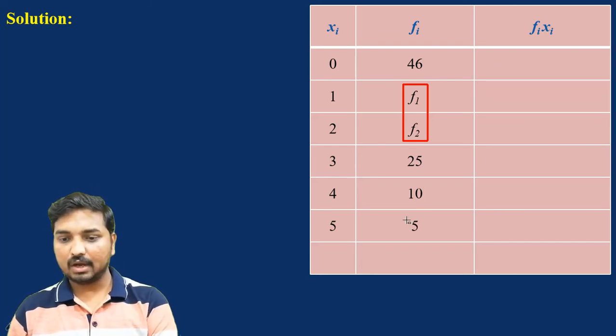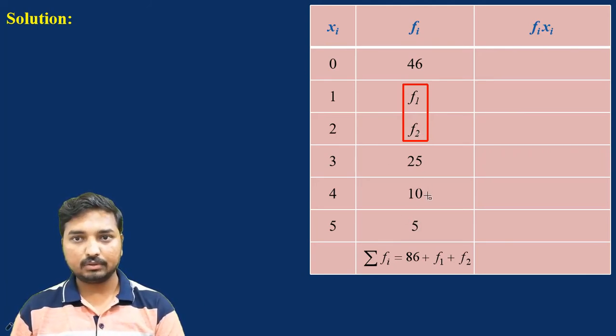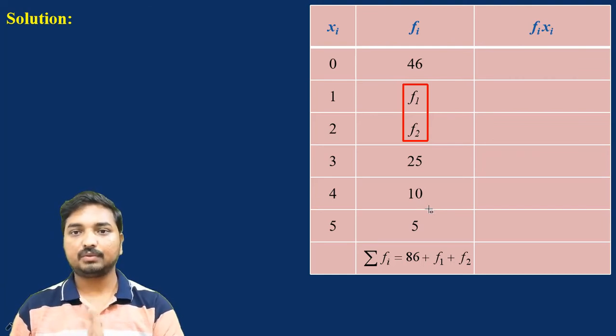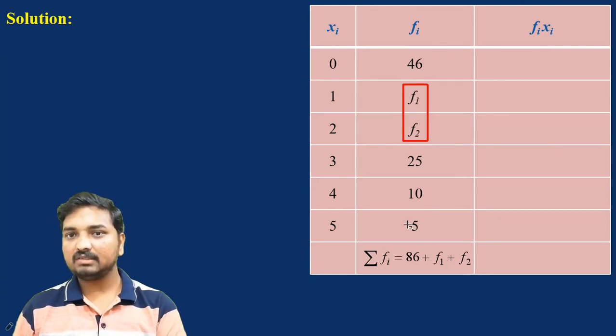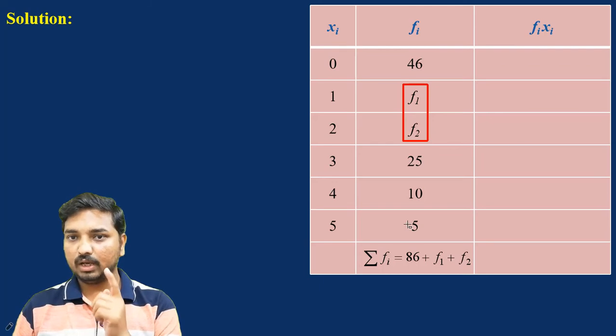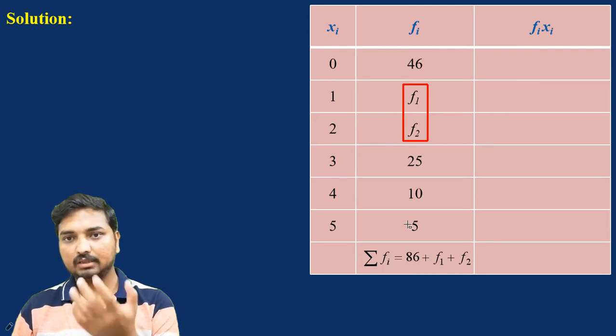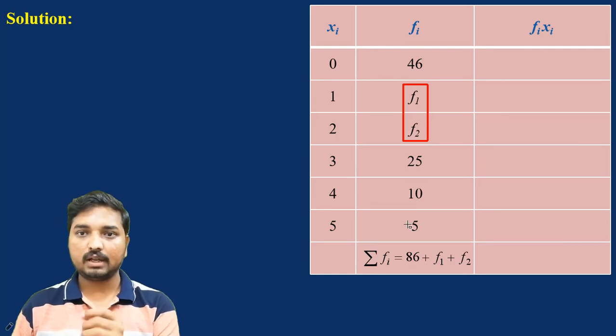If you take the sum of 46, 25, 10 and 5, you will get 86. After that, F1 and F2 are there, so you write 86 plus F1 plus F2. Here there are two unknowns, but in the previous problem only one unknown was there, so we just wrote F. Here there are two unknowns, that's why F1, F2 like that.